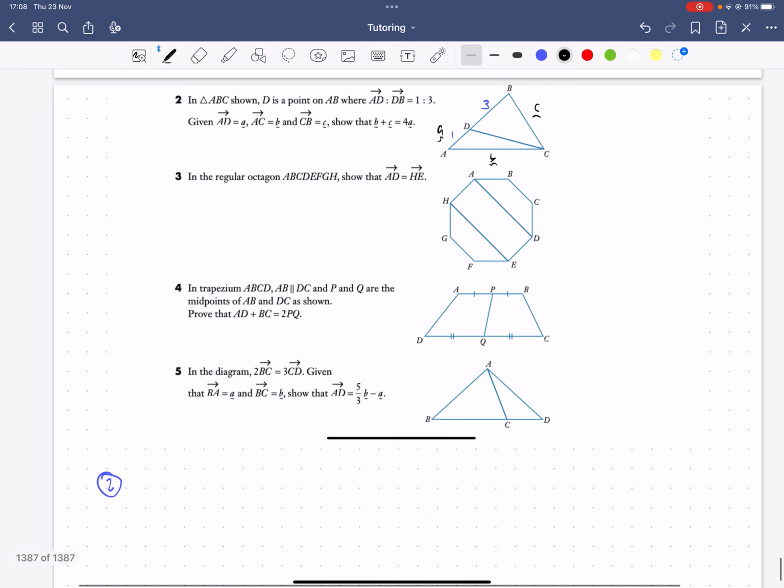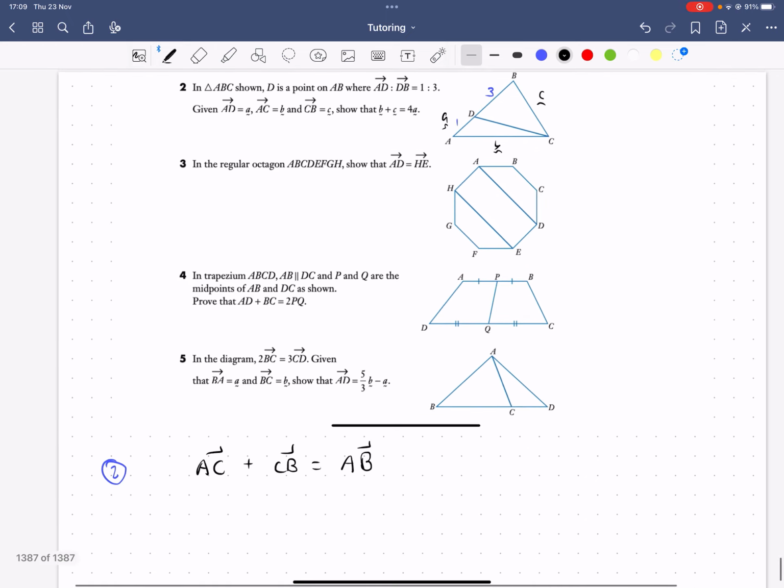Okay. Well, a couple of things we might want to consider here. So B plus C. Here we've got B, and we're adding C. It might be important to note that AC plus CB is equal to the vector AB. So AC we know is B, and CB we know is C. So that gets our B plus C, and that's equal to vector AB.